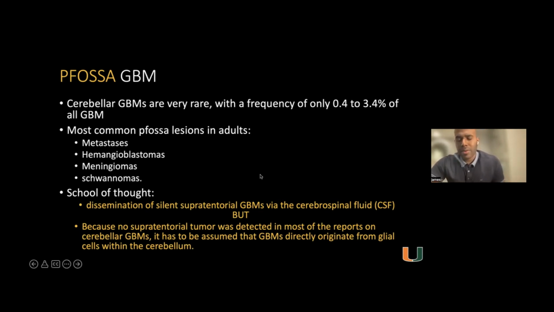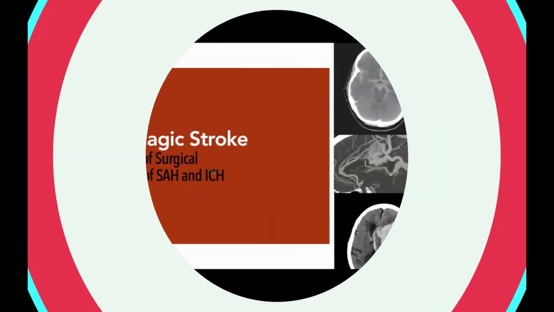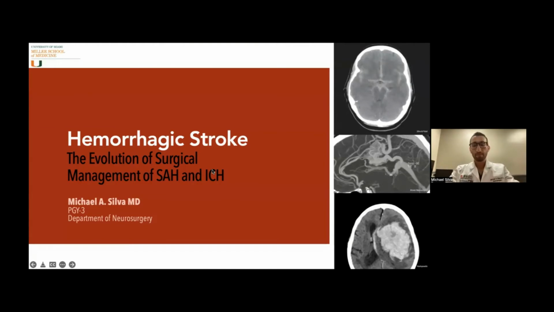And then, since there's no supratentorial lesion, it has to originate from the glial cells within the cerebellum itself. So it's obviously a super rare tumor, and there's not a lot of data on it. There's still a lot of research coming in on the epidemiology, the pathophysiology, and even the imaging criteria. So good job, Turkey. I think that may be everything. I think that's it from me, Iggy. Yeah. All right. Thanks, James.